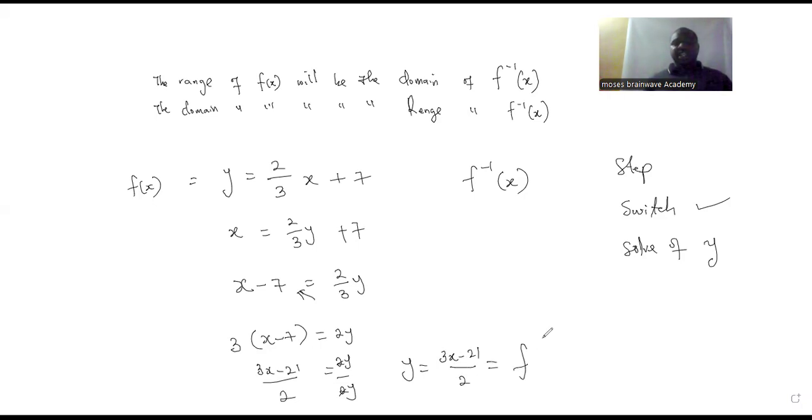So this becomes the inverse of x. How cool is this? Let's take some other example if we can. We have y is equal to minus 2 upon x plus 5. First step, switch. I want to get the inverse, so switch. I have x is equal to minus 2 upon y plus 5.